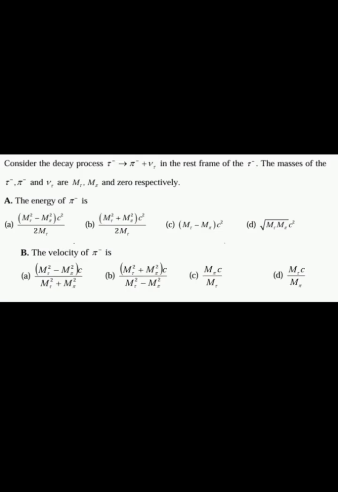Next question is, consider the decay process tau minus gives pi minus plus neutrino in the rest frame of tau minus. The masses of the tau minus, pi minus, neutrino are m tau, m pi and 0 respectively. Then what is the energy of pi minus and what is the velocity of pi minus? So we need to find the energy and the velocity value of pi minus. We know that tau minus gives pi minus plus tau neutrino.